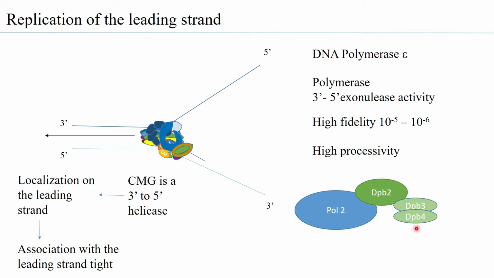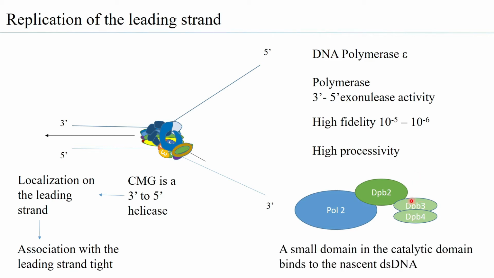Now, the DPB3 and the DPB4 are responsible for the enzyme's high processivity. What has been found is if these two subunits are removed from the DNA polymerase epsilon, then its processivity decreases to a great extent. So, these two have been attributed to giving high processivity to DNA polymerase epsilon.